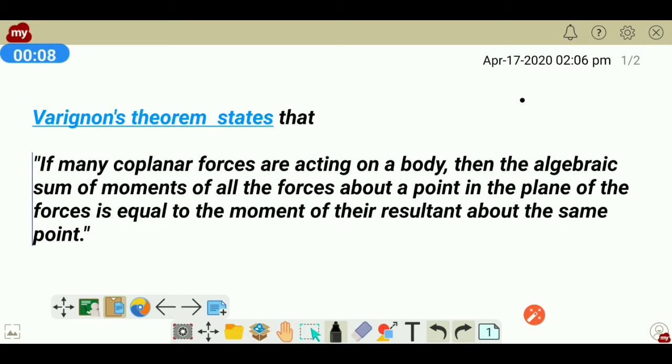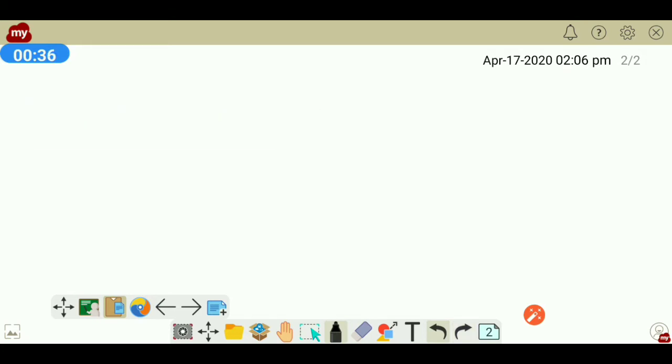Varignon's theorem is one of the popular theorems which deals with moments. It can also be called the principle of moments or law of moments. Let us go with the statement. If many coplanar forces are acting on a body, then the algebraic sum of the moments of all the forces about a point in the plane of the forces is equal to the moment of the resultant about the same point. For a better understanding, let us move to another page.